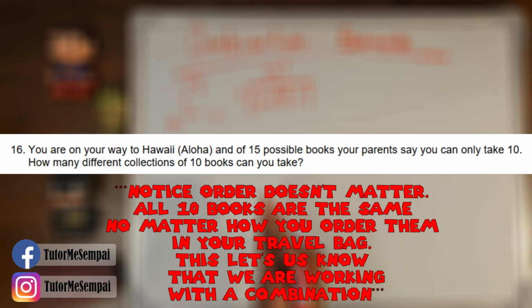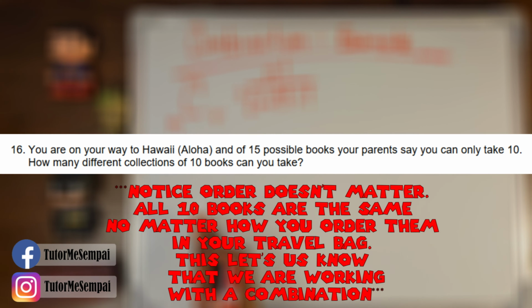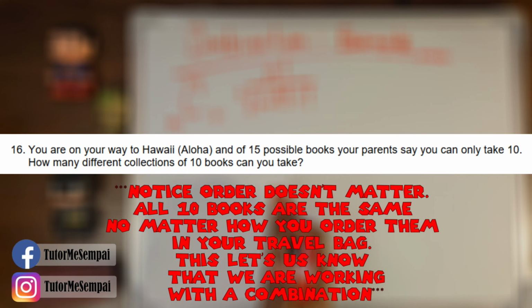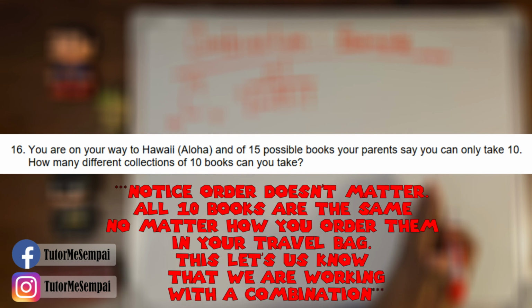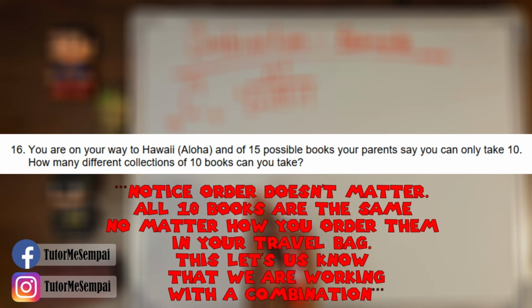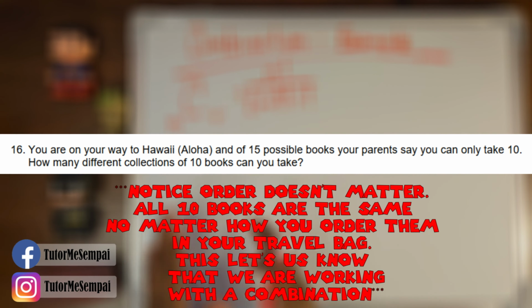Well, remember, we need to figure out what our N is and what our R is. Our N is supposed to be our total number of possibilities, right? Well, 15 seems like it's going to fit that bill. 15 is the total number of books that we have, but we can only choose 10 of them, which means that our R is going to be 10. So we're going to plug that into our formula and see what we get.